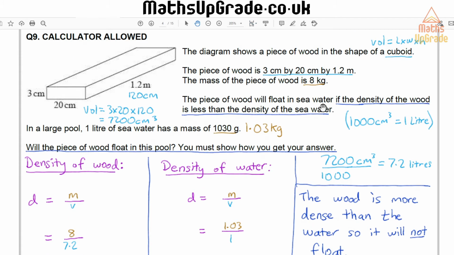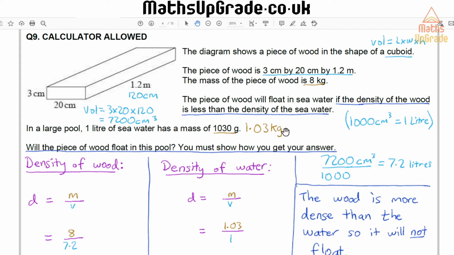So here's the key information underlined. I've noted that formula down because I've recalled it. It's not given to me in the exam. I've written down the fact that 1.2 meters is 120 centimeters. I've worked out the volume in centimeters cubed by doing length times width times height. And what I've also done here is I've converted the mass of a litre of seawater into kilograms. Since this is in kilograms, I'm going to use kilograms here as well.